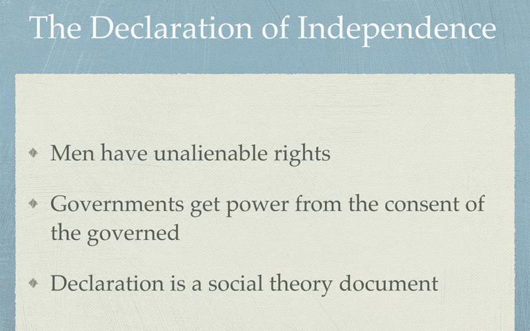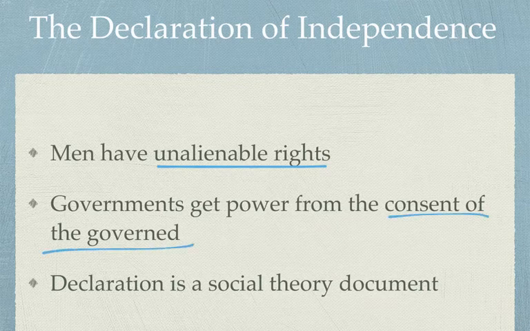So men have unalienable rights. Governments get their power from the consent of the governed. And the way Locke put it is that you have your right to life, liberty, and property. Now, Thomas Jefferson will change that phrase from property to the pursuit of happiness. And he's actually trying to expand on Locke.